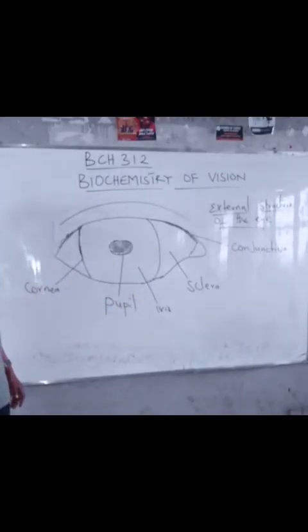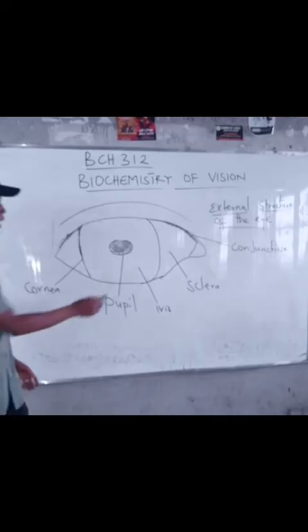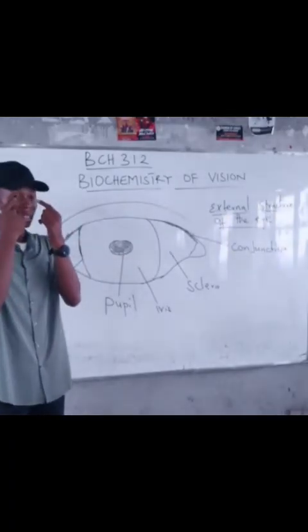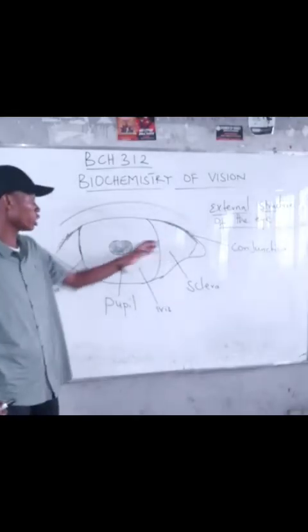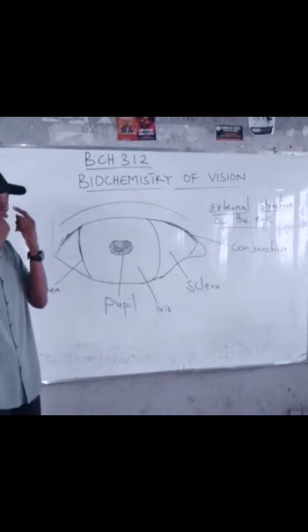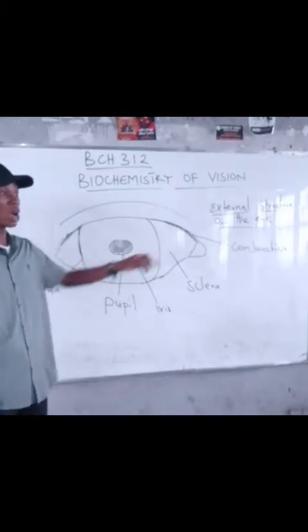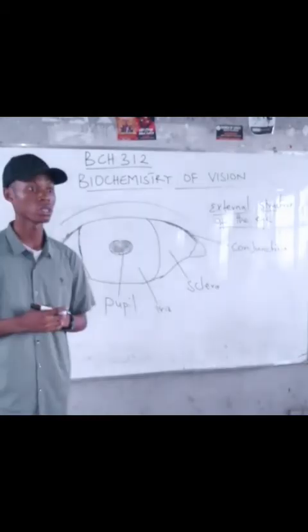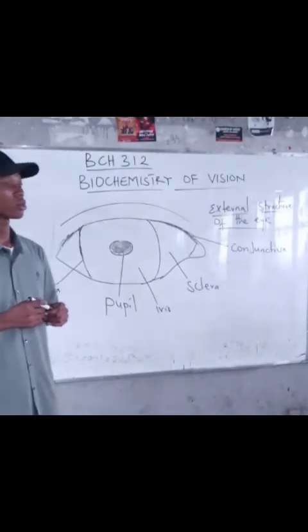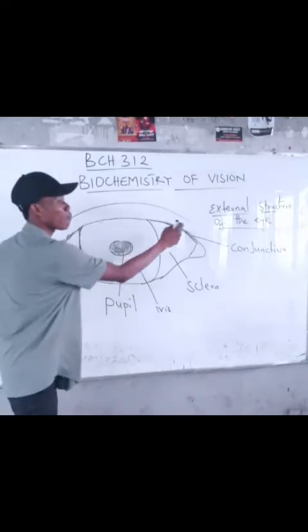The first one I gave there was what? Sclera. Now, this white portion of your eyes that you can see is called the sclera. And what's the work of the sclera? What's the function? It protects the inner part of the eye.